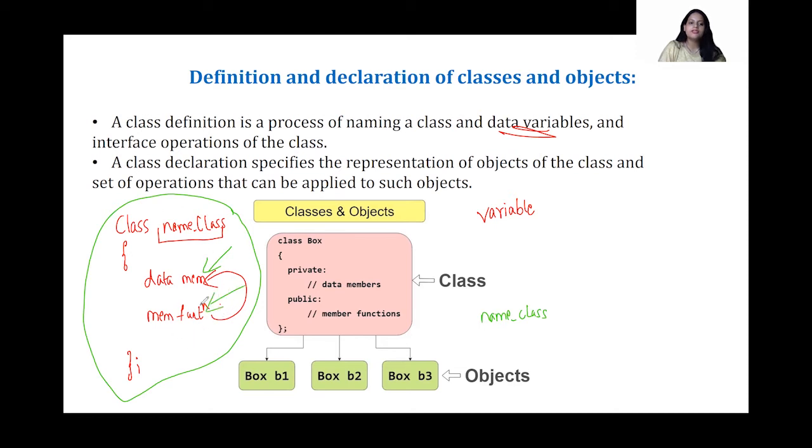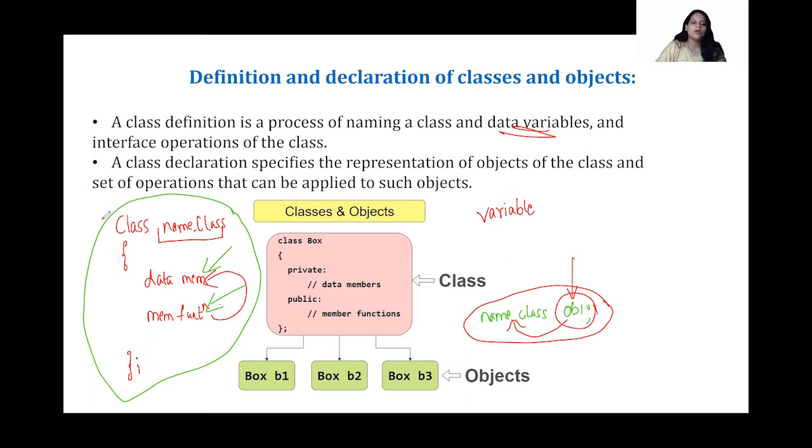So the user is defining all this. That is why it is called a user-defined data type. Now I can declare an object with the name of the class, and suppose I'm saying object 1. Once I declare it, an object gets created here. This is the name of the object, and it is of the type of this particular class.